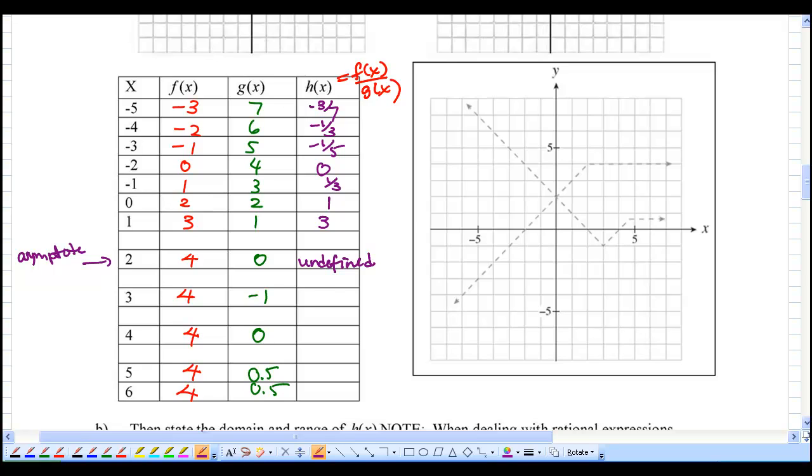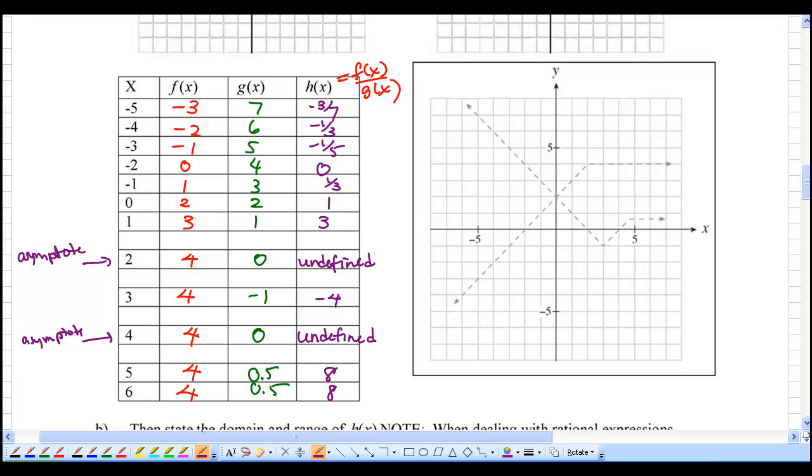4 divided by negative 1, that's negative 4. Oh, another undefined part. Asymptote once again. We'll draw those in a second. And then 4 divided by half, that's, I think, 8, right? Yeah, 8. 4 divided by half, another 8. Great. So go ahead and plot these points, and let's see if you can create and connect these things together.